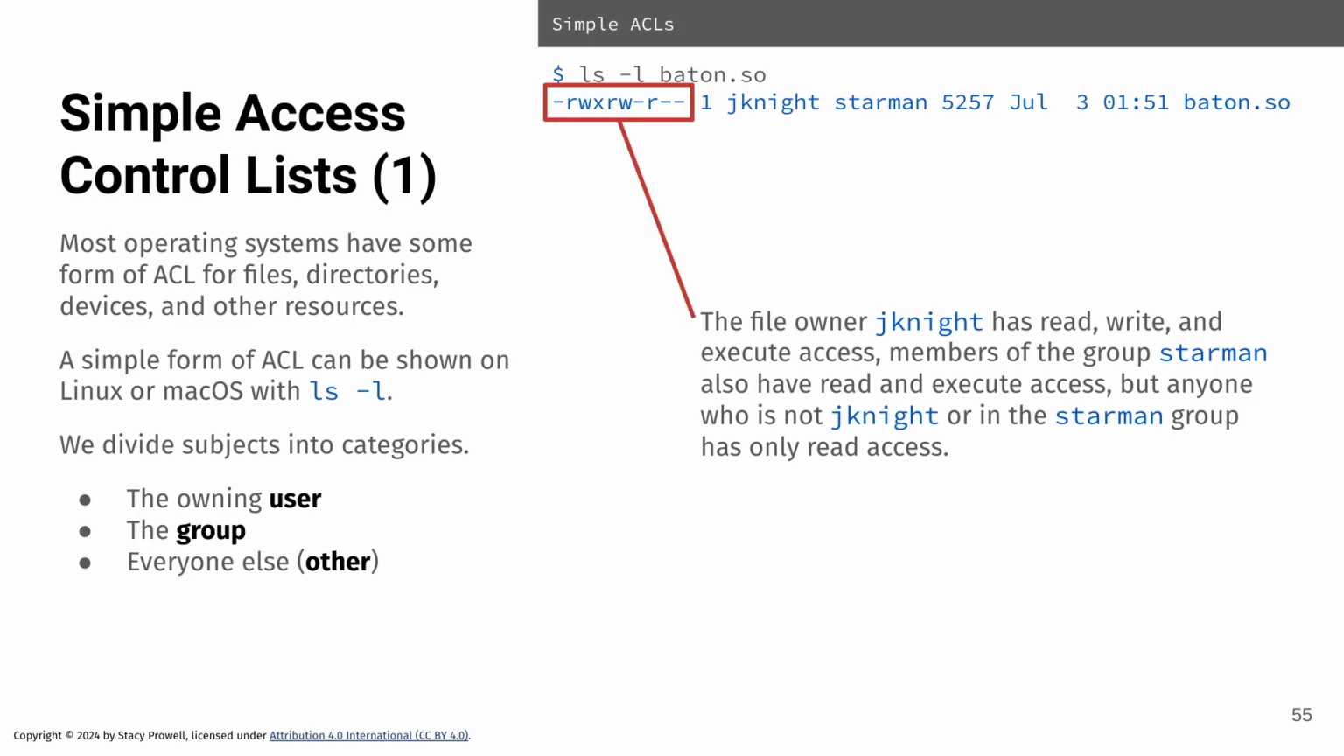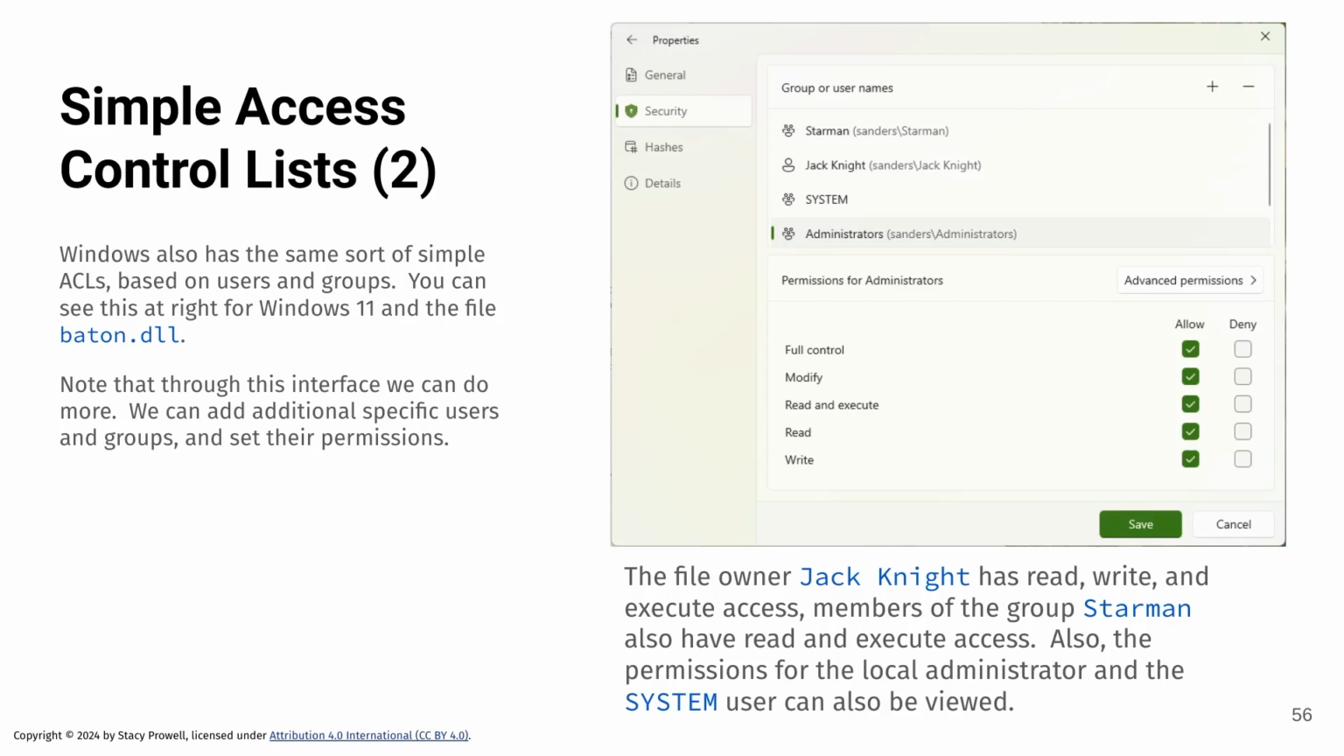And you can see these on Linux or the Mac with ls -l. What about Windows? Windows has the same kind of thing going on. So you can right-click on a file and open permissions. So in this case, you've opened the permissions for baton.dll. And you can see in that dialog over on the right, there's Starman, there's Jack Knight. So Starman is a group, Jack Knight's a user. There's system administrators. I've highlighted administrators, and you can see the administrators have full control.